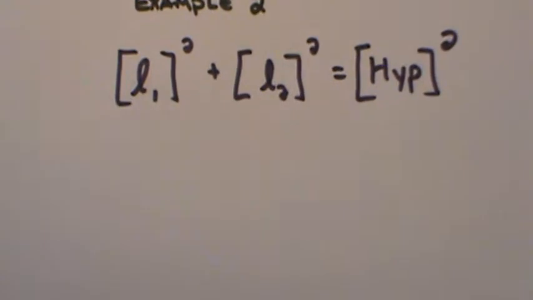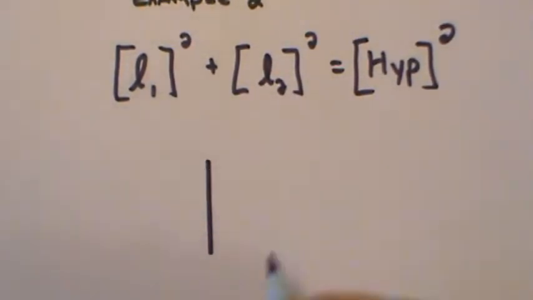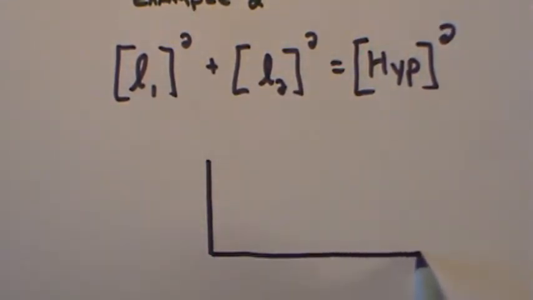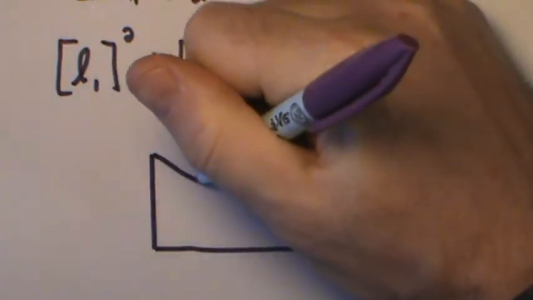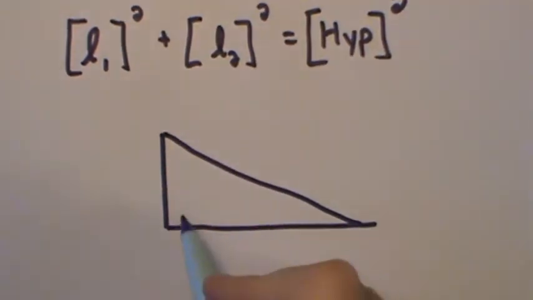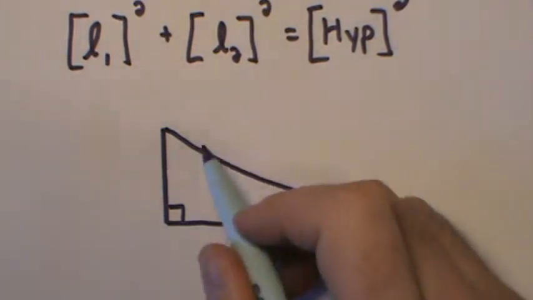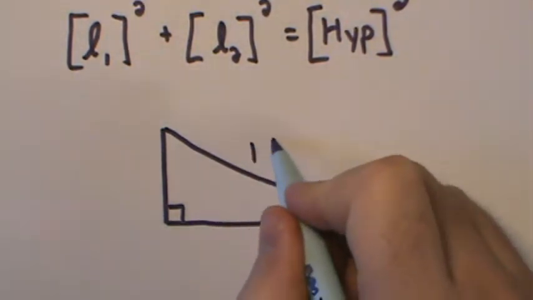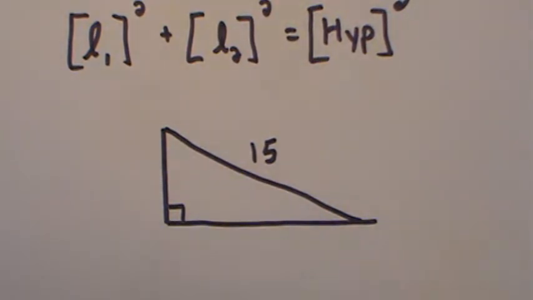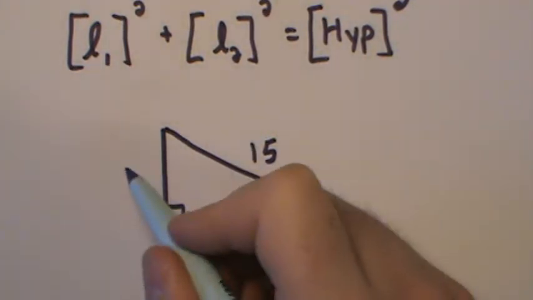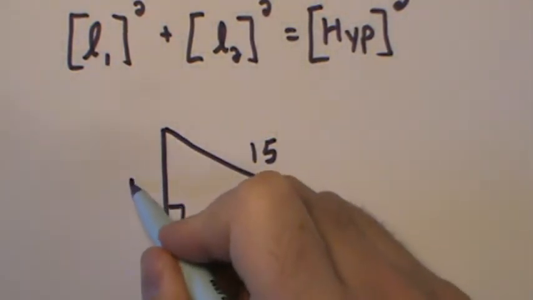In this example, we're given a right triangle, and instead of having both legs, maybe I know the hypotenuse and a leg and I want to find the other leg. So let's say that the hypotenuse is 15 and this leg down here, let's call that 11. And we want to find this missing side over here, this missing leg, which we'll call y.